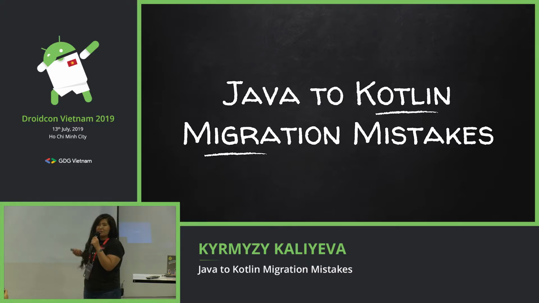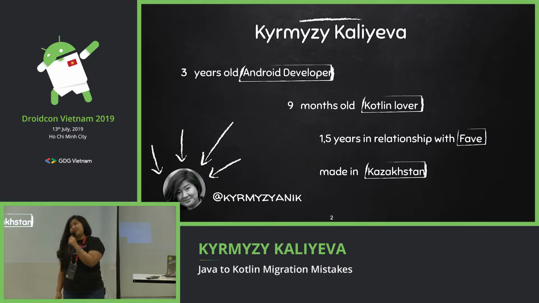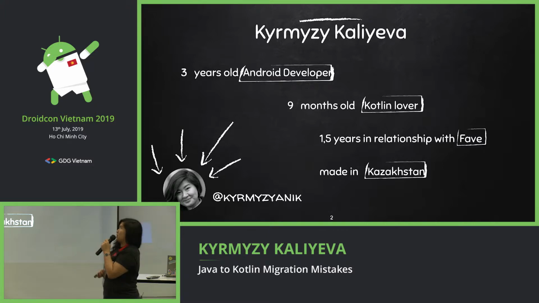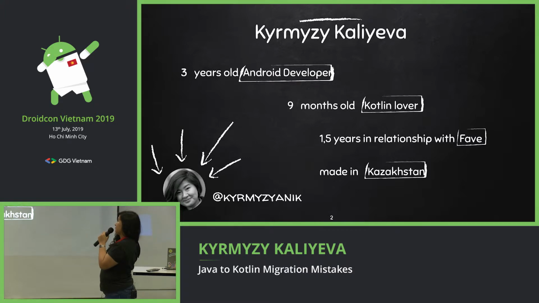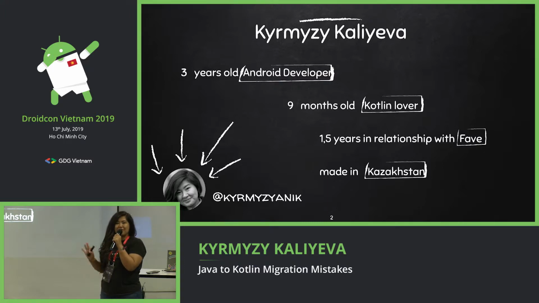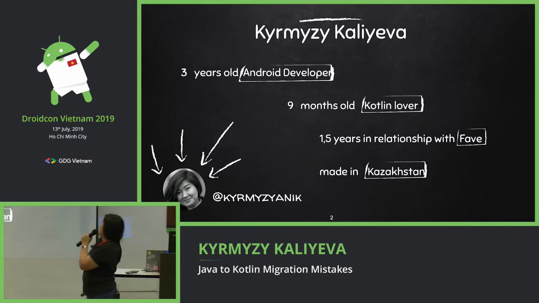First of all, let me introduce myself. My full name is Kyrmyzy, but you can call me Kira. From this nickname, you can find me on Twitter and Instagram. I'm a 3 years old Android developer, around 9 months old Kotlin lover, and I've been working at Faith. This is my company, based in Kuala Lumpur, Malaysia. Originally, I'm from Kazakhstan.